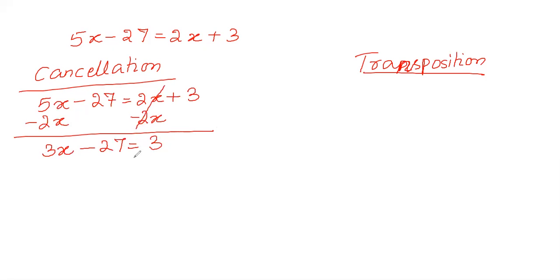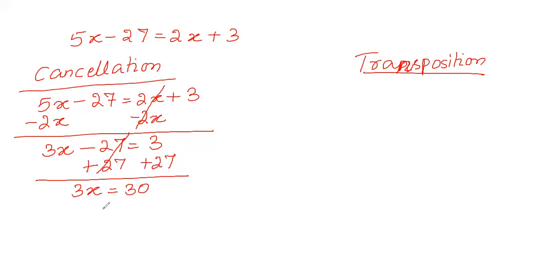Now again, on the left, you have negative 27. That is 27 is subtracted from 3x. So you add 27 on both sides. So you cancel the 27 on the left. So you get 3x is equal to 30. So now 3x is equal to 30.